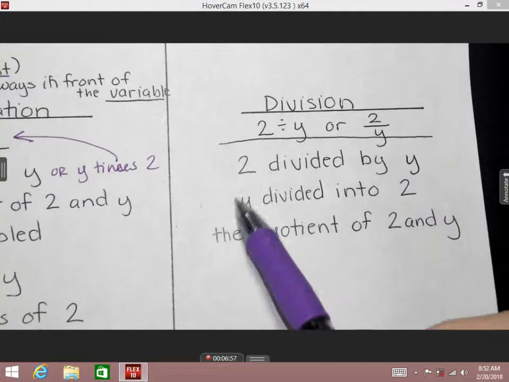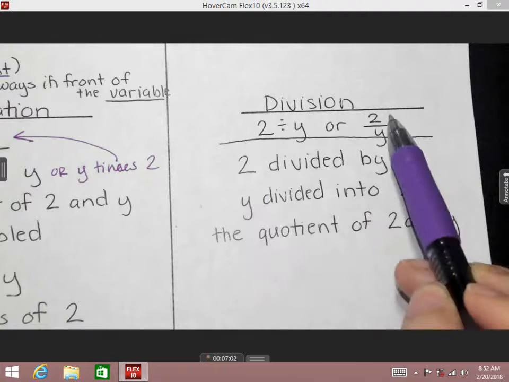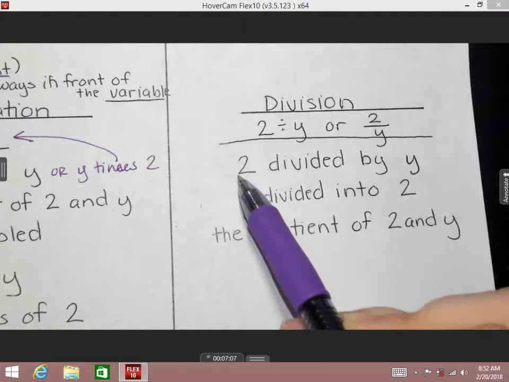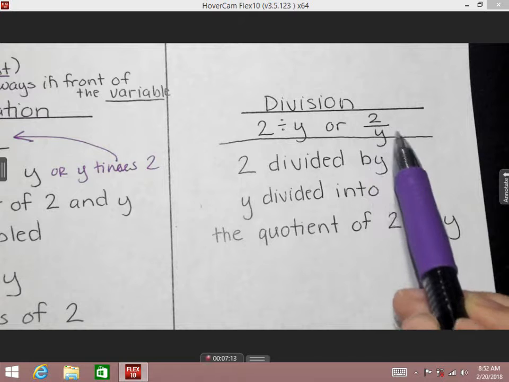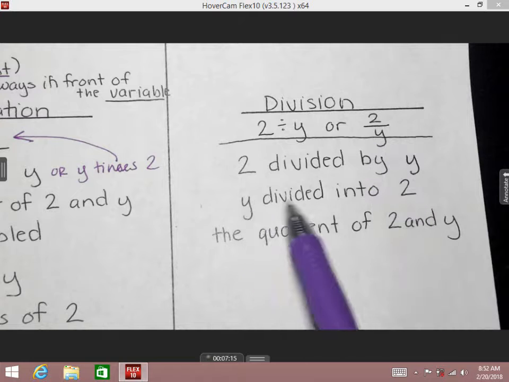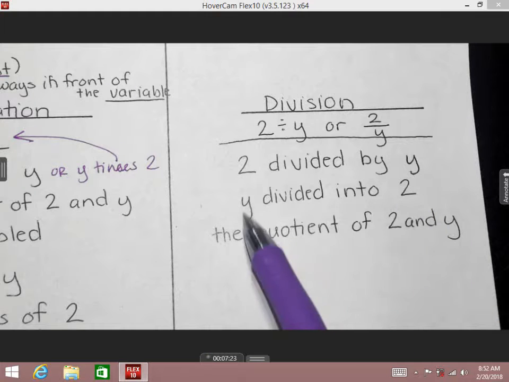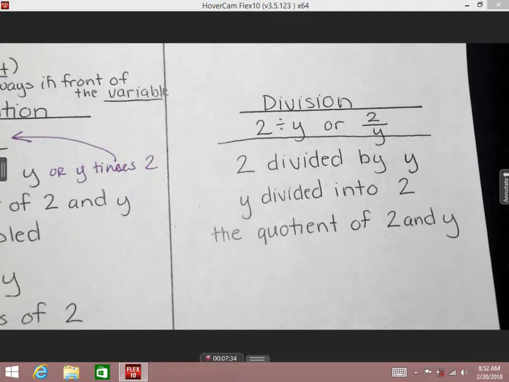It is important, guys, when it says 2 divided by y, the number that's being divided goes on the top. The number that you're dividing by goes on the bottom. So in this case, 2 is being divided, so it's on top. We are dividing by y, so it goes on the bottom. If I say y divided into 2, what number is actually being divided? 2. And what's going into it? Y. So 2 goes on top, y goes on the bottom. And then here, the quotient of 2 and y, we keep it in that order, 2 on top, y on the bottom. All right, are y'all ready to look at some actual examples?